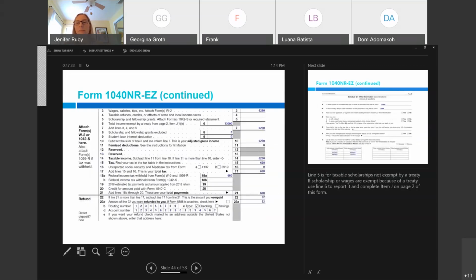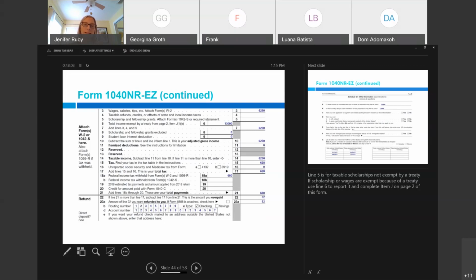And this is where you're going to start plugging in information that you find on your W-2 and the 1042S. So you can see line 3, that was the wages that were found on the W-2, right? So the 6,250. If you had any taxable refunds, credits, or offsets of state and local income tax, that would be listed on line 4. But these don't apply to Tommy Tarr. So for our example, we're just focusing on his particular situation.